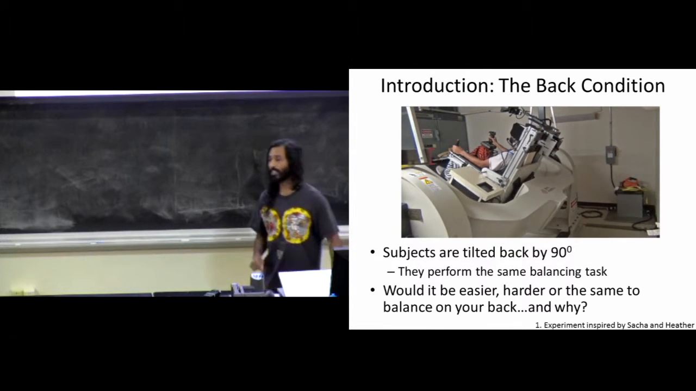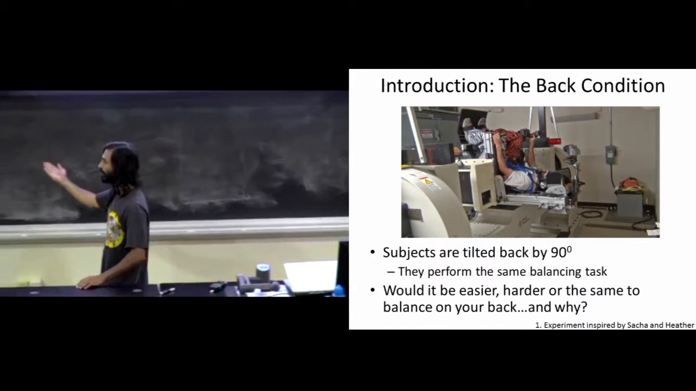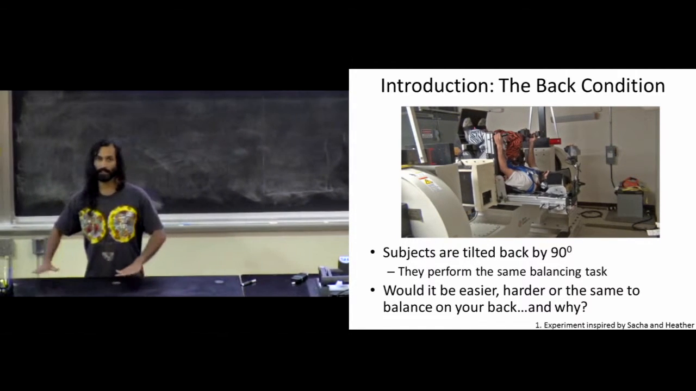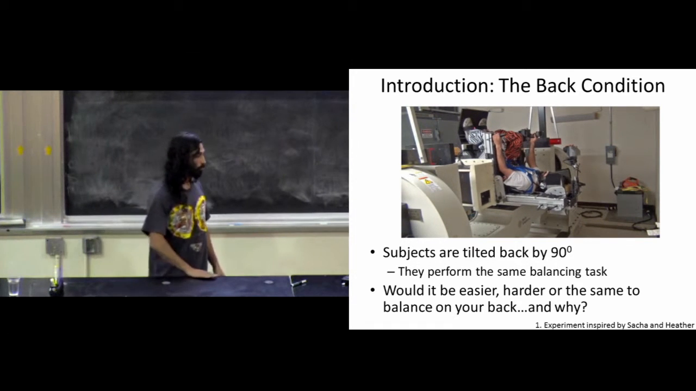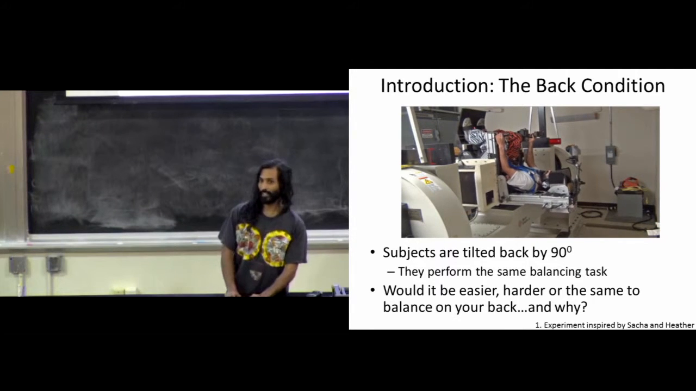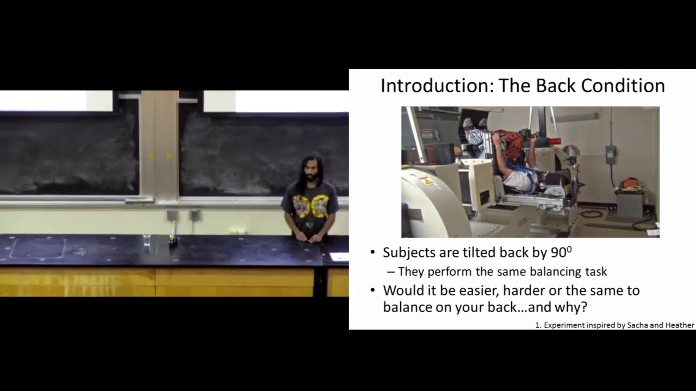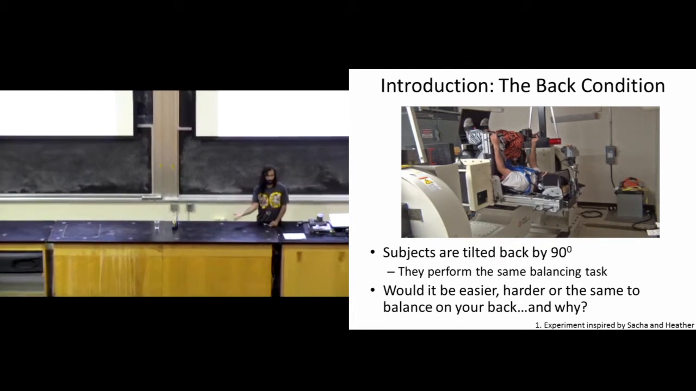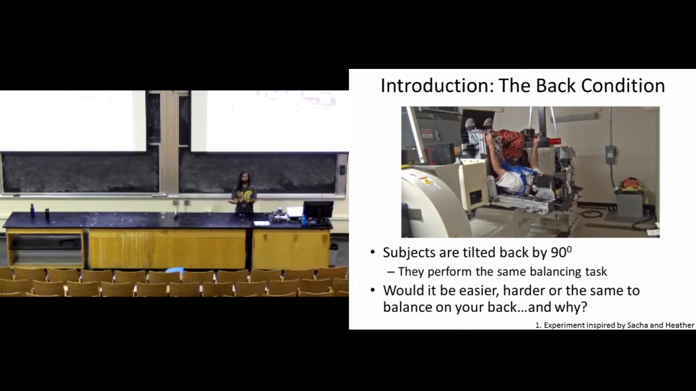In the second condition, I take the people and I tilt them backwards by 90 degrees, and they perform the same exact balancing task: balance at 0 degrees. Now, for those of you that have not seen this presentation before, I would encourage you to come up with an answer to the following question. Do you think it would be easier to balance on your back, or do you think it would be harder? Do you think that this difference would be very significant, or do you think it would be nuanced?